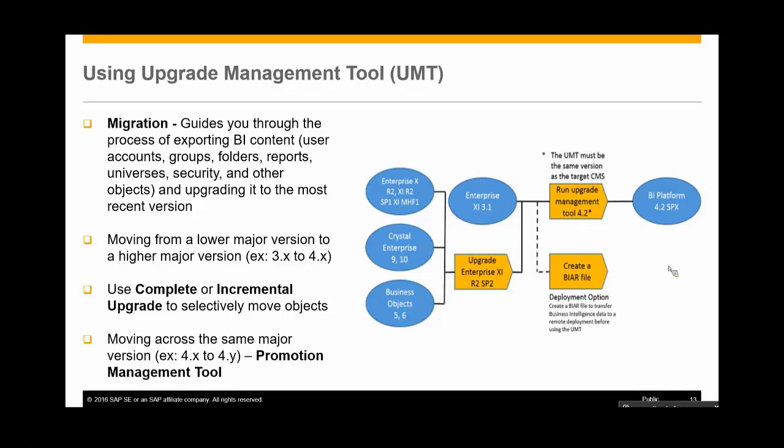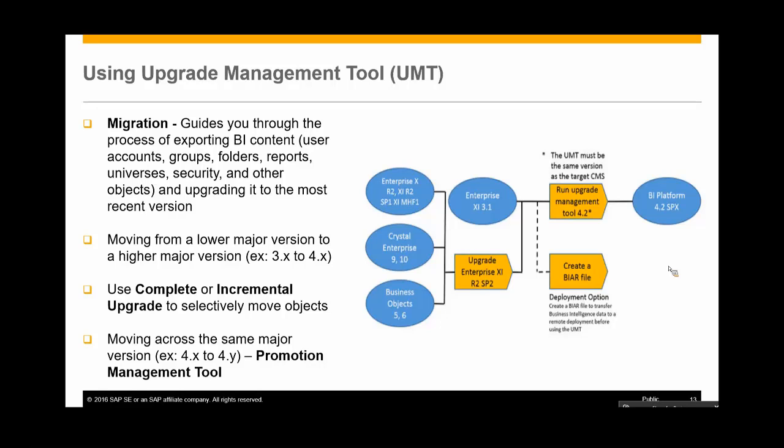The diagram shows you the options that you have if you're on an earlier version and have to move to a 4.x version, in this case 4.2. Basically, if you're on an Enterprise XI R2 version, or a Crystal Enterprise 9 or 10, or Business Objects 5 or 6, you would have to come to the Enterprise XI R2 SP2 version, and then there is a path for you to move to 4.2.